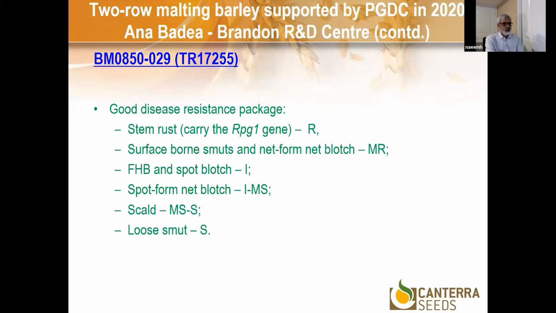TR17255 offers a very good disease package. As you can see, for stem rust, it's resistant, and for surface-borne smuts and net blotch, it's MR. For fusarium head blight and spot blotch, it's immune. Net blotch, it's MR to MS. Loose smut is the weak area, and spot blotch is where it is MS and S.